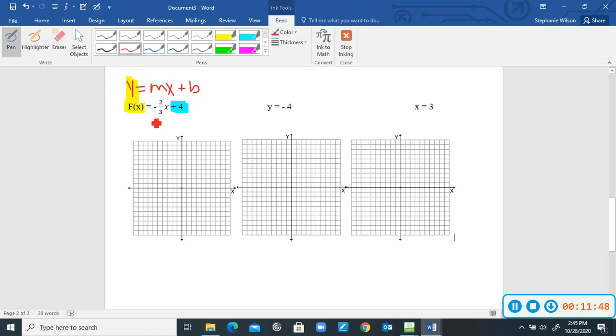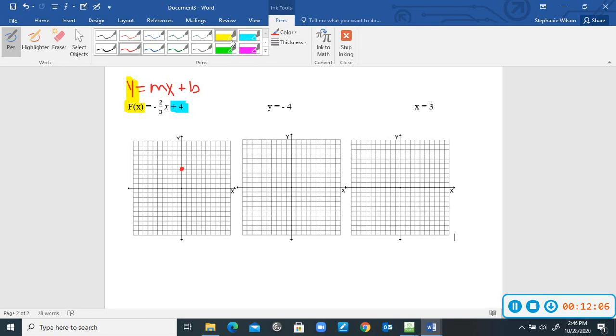So I'm going to go to 0, 0. And since it's a positive, I'm going to go up 1, 2, 3, 4, and I'm going to plot my y-intercept. This is where the line crosses the y-axis. X is 0.